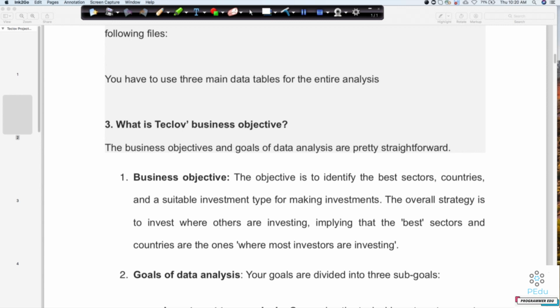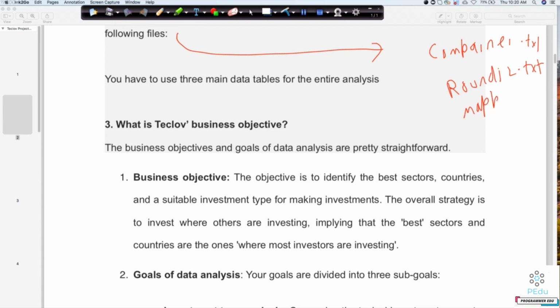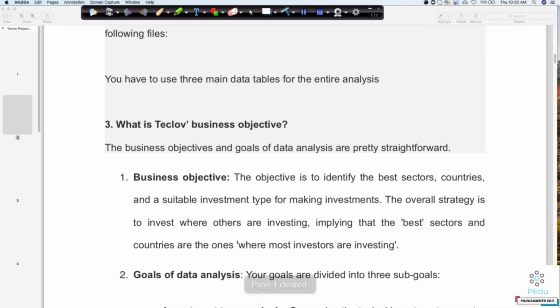So let me give a small brief about it. As I said, there will be 3 files. One will be related to your companies, so this will be the companies.txt file. The second file is going to be the rounds2.txt file, and the third file is going to be the mapping file. Don't worry about this file because I have not yet put the explanation here in detail, but later we will understand that. Now let's go over a few more things here.